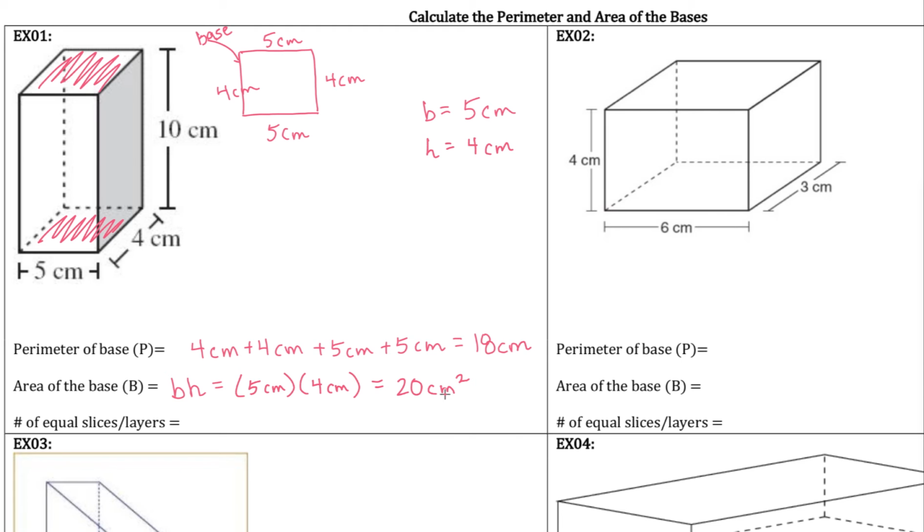Now I'm going to add something to this. This is the number of equal slices or layers. Now I want you to think about this as a cake. So if this is a cake, how many layers tall is the cake? Well, if you notice, this is 10. This is the height of the whole thing, of the prism. So there are 10 centimeter layers.